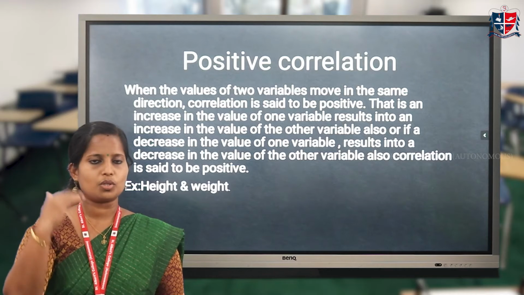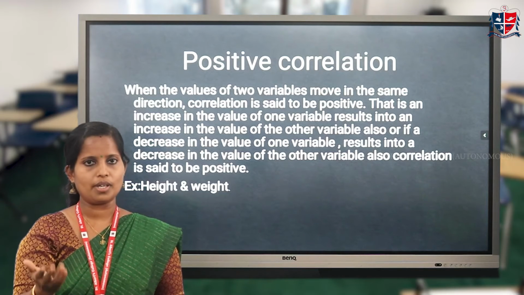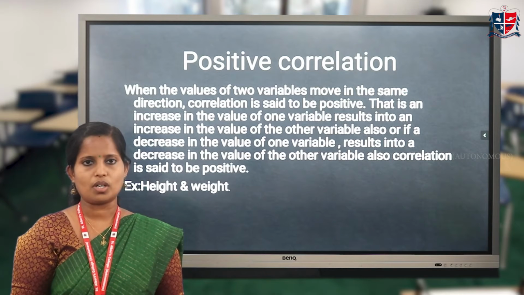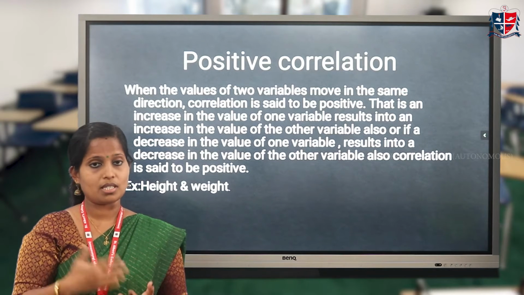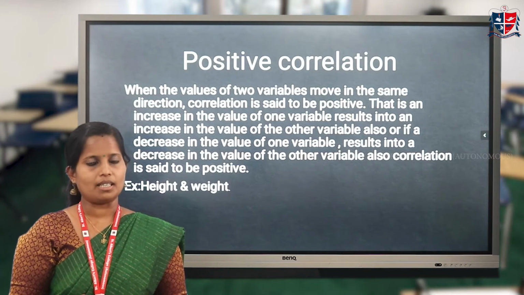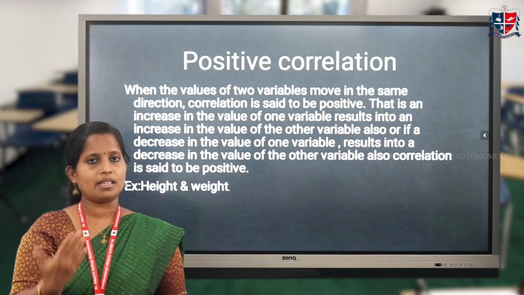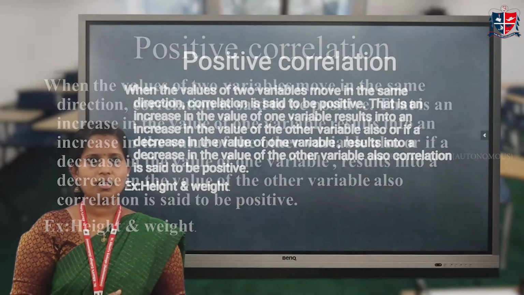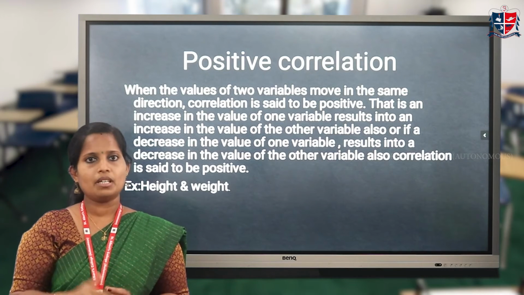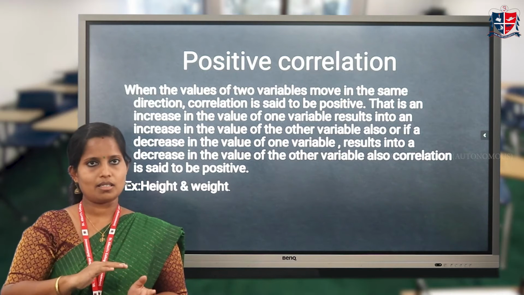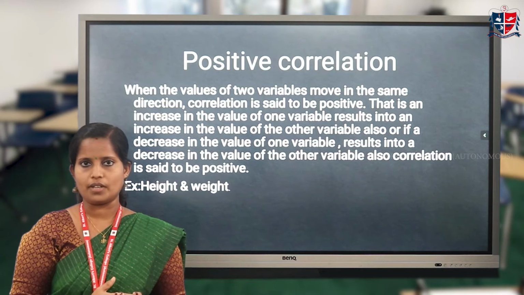If one variable is going upward, the other variable is also going upward. If one variable goes downward, the other also goes downward. That is what we mean by positive relation. If the two variables are moving in the same direction, we can say that they are positively correlated. For example, height and weight. Up to a particular age, weight increases with height, and height increases with weight. So we can say that height and weight are positively correlated.